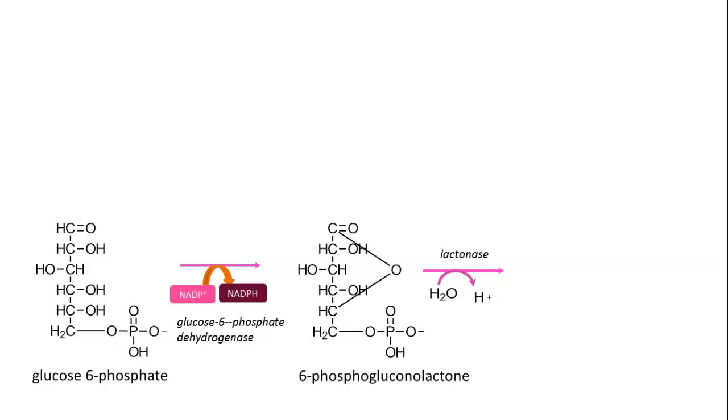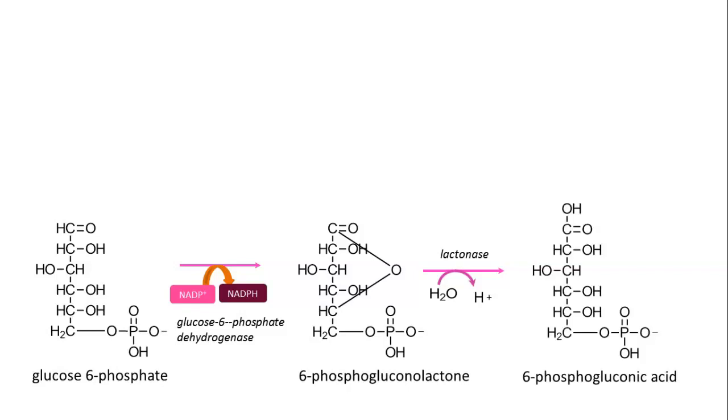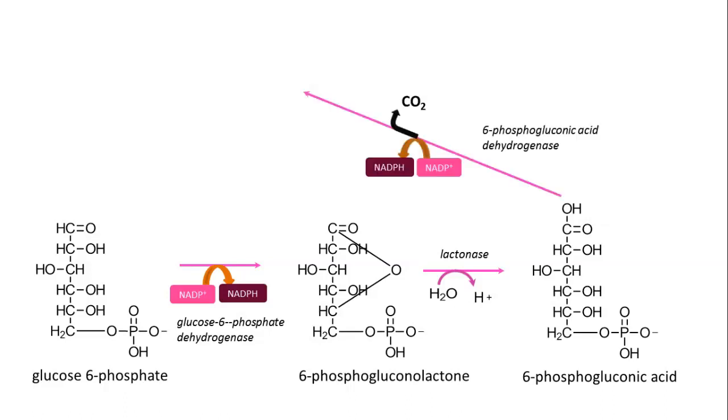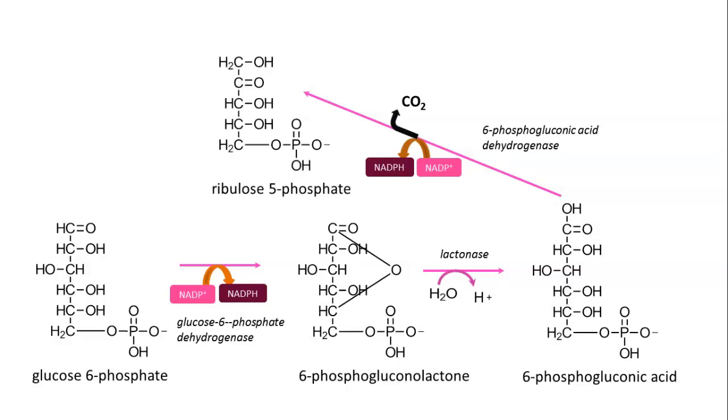It takes a water, releases a hydrogen from the water, and we're going to get 6-phosphogluconic acid, which is a little bit different from the glucose 6-phosphate because it now has an acid group up on the end. Then an enzyme called 6-phosphogluconic acid dehydrogenase comes in. It again uses an NADP, which is going to produce an NADPH, and it's going to evolve off carbon dioxide. From that, we are going to get the formation of ribulose 5-phosphate.